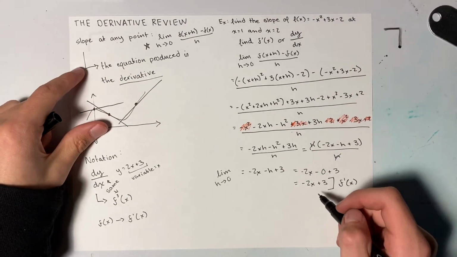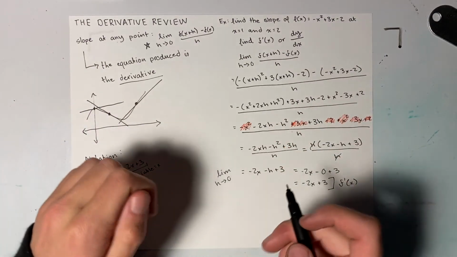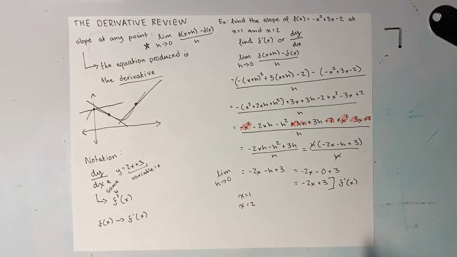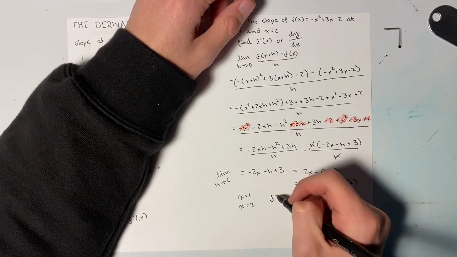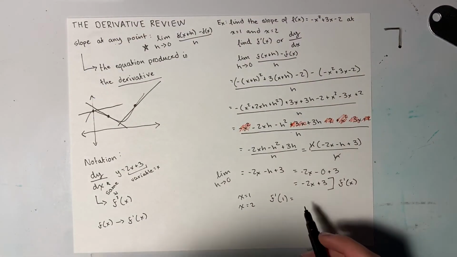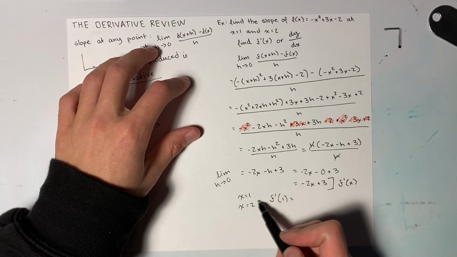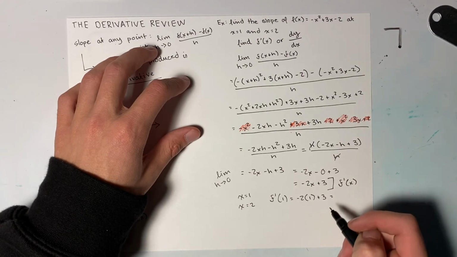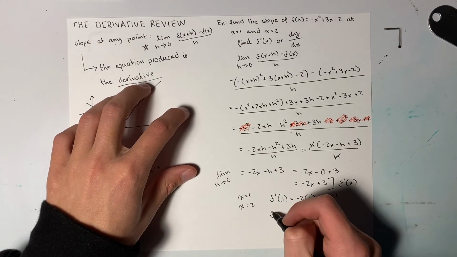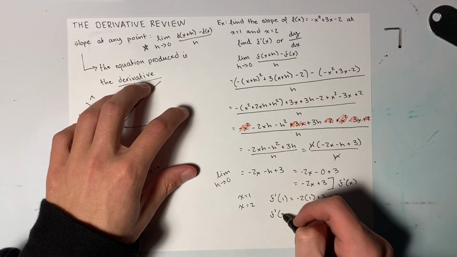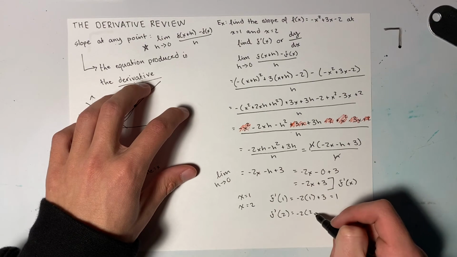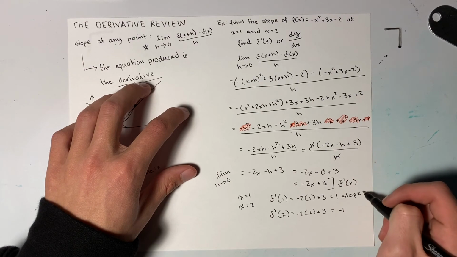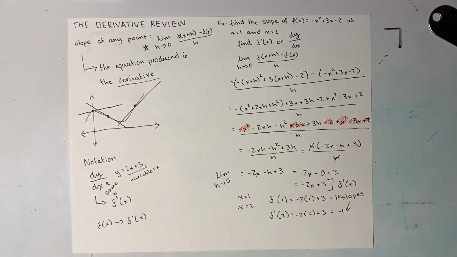We found a derivative. So this equation will give us a slope at any point on the graph. Now we want to find it at x equals 1 and x equals 2. So the way you can write this is f prime of 1. And we can plug that in. So for x, negative 2 times 1 plus 3, which is going to be equal to 1. And then we have to find f prime of 2, which is equal to negative 2 times 2 plus 3, which is just negative 1. So these are the slopes. That one and that one.